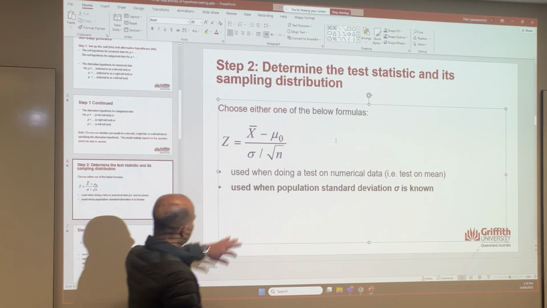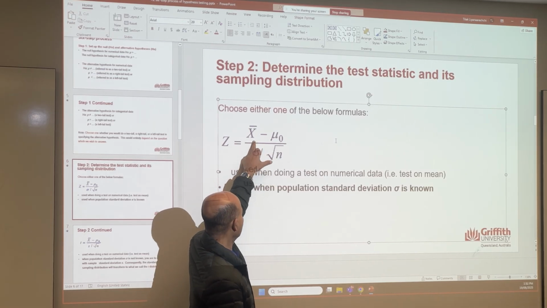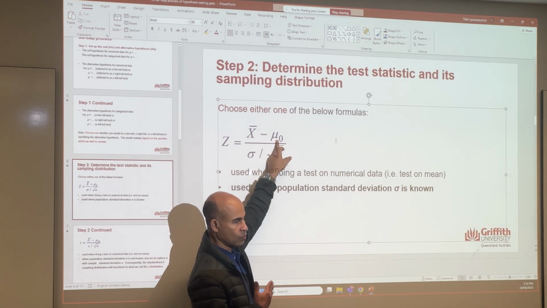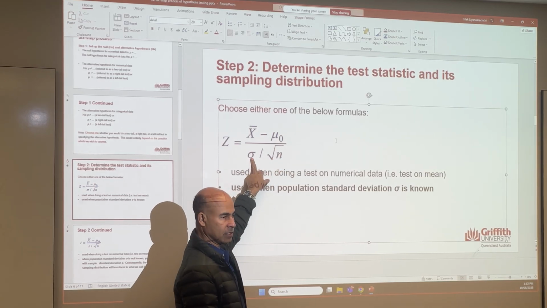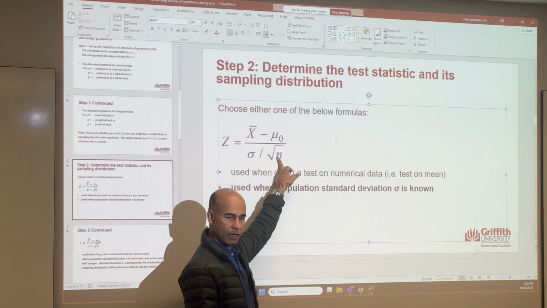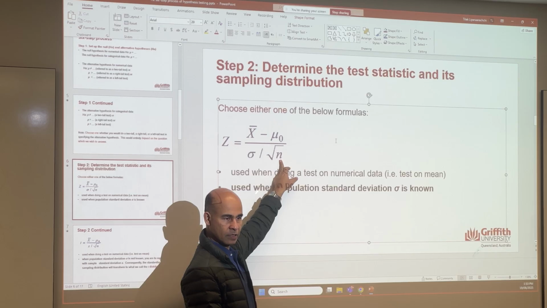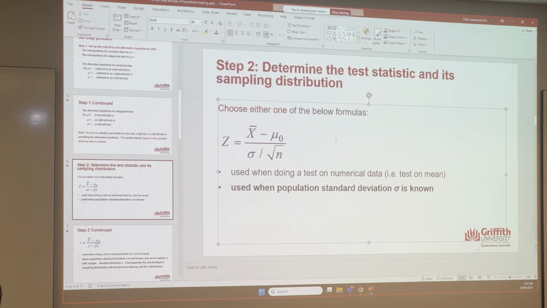So what do we have here? Sample mean. So therefore we have to have a sample, and based on that sample we have the mean. This is our null hypothesis, the value that we actually assume or believe. And this is the population standard deviation. What is sample n? We discussed it: n is the sample size.